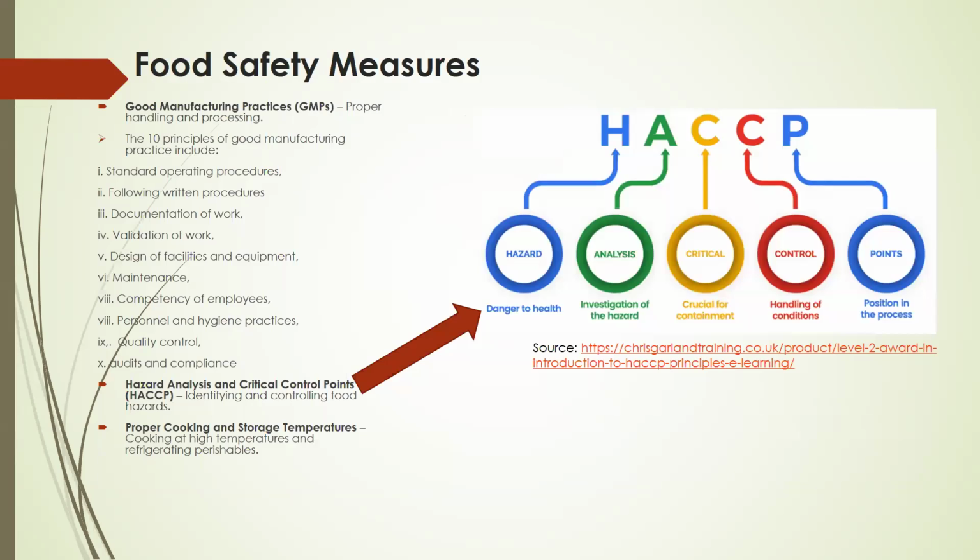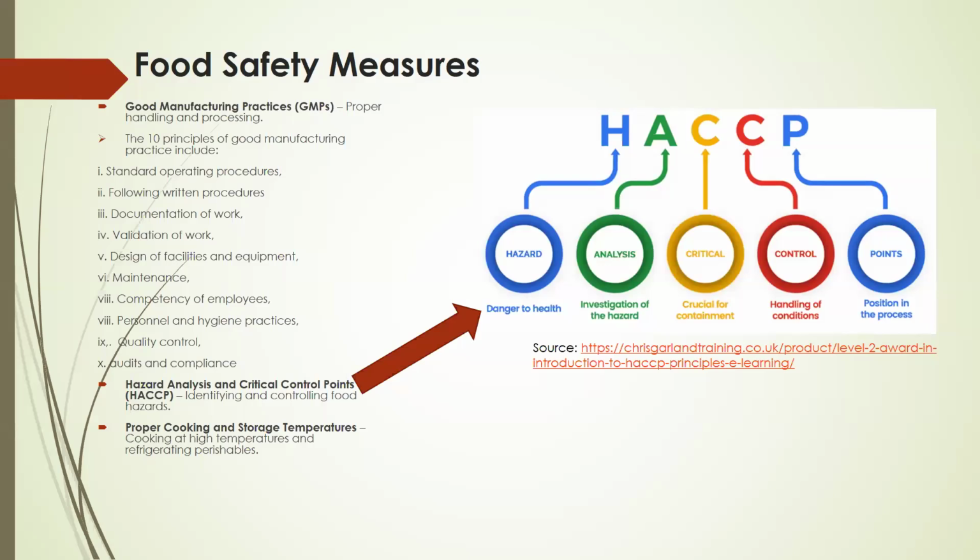So we must not finish this topic until we talk about food safety measures. Because we know that food can spoil and food can cause diseases, we have to ensure that our food is safe. So we must put in place some food safety measures to have properly safe food for consumption. One of the methods or measures is good manufacturing practices, the GMP.